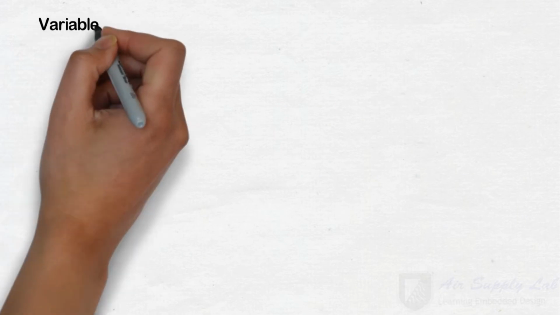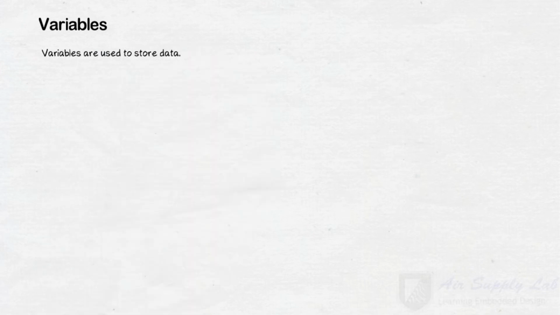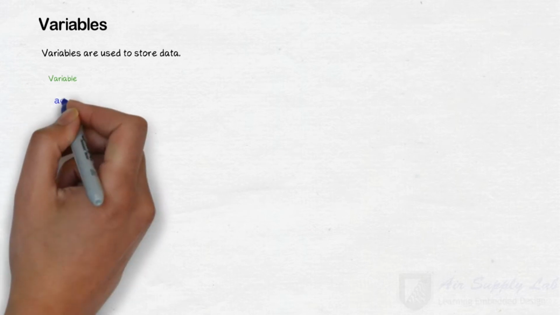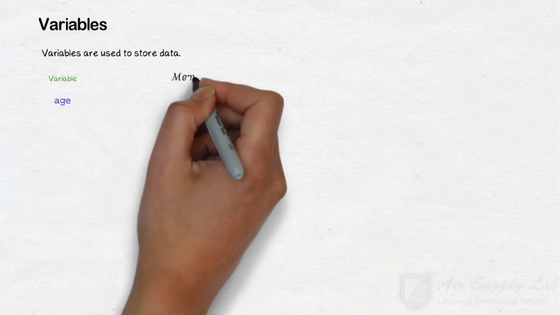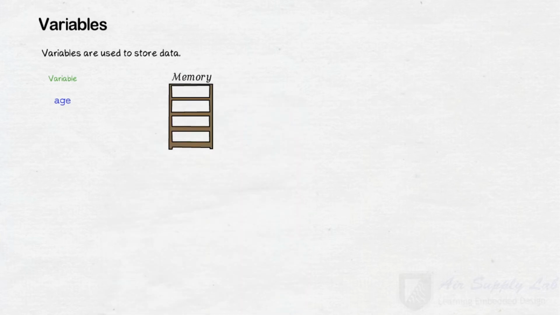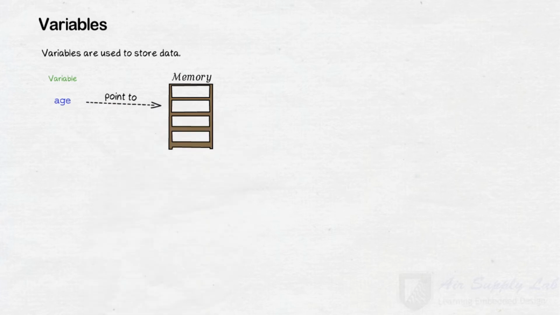Variables. Variables are used to store data. For example, let's define a variable for age. The data is stored in the memory. The variable age points to the location in the memory. Here we assume that the number 18 is assigned to the variable age. The number will be stored in the memory pointed to by the variable age.